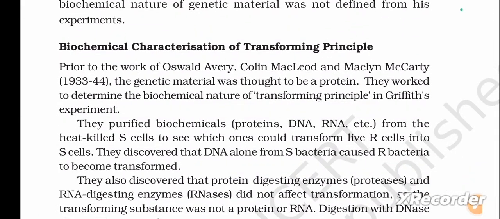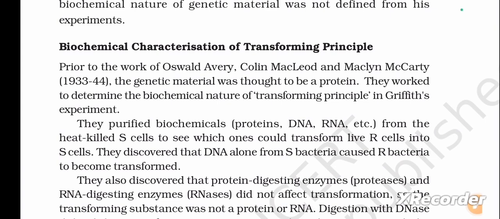Biochemical characterization of transforming principle. Prior to the work of Oswald Avery, Colin MacLeod and Maclyn McCarty, 1933 to 44, the genetic material was thought to be a protein. They worked to determine the biochemical nature of the transforming principle in Griffith's experiment. They purified biochemicals, proteins, DNA, RNA, etc., from the heat killed S cells to see which ones could transform live R cells into S cells.